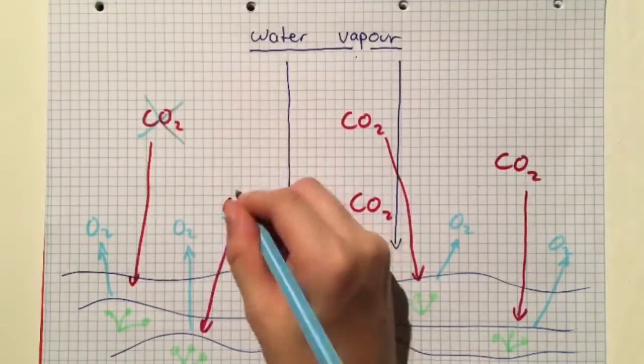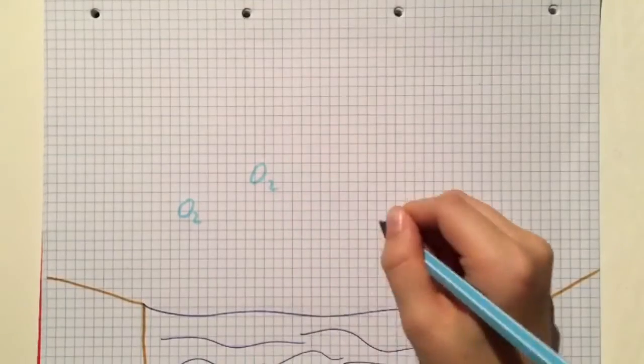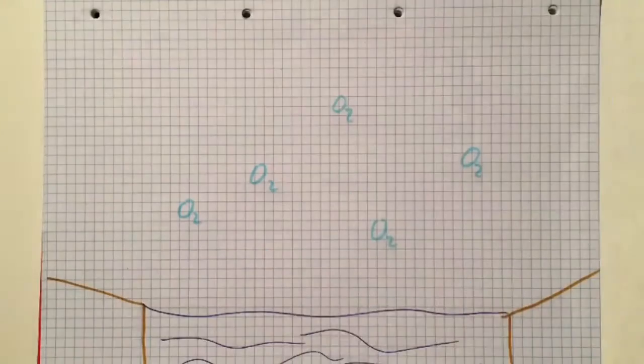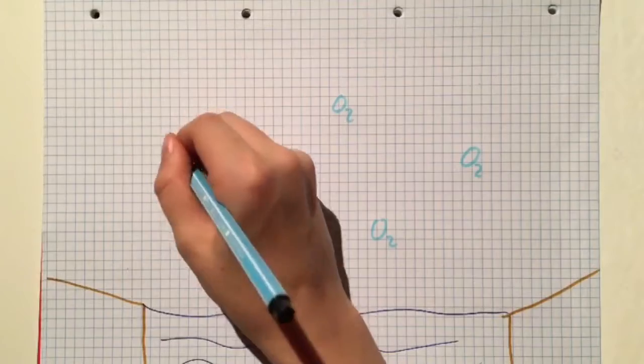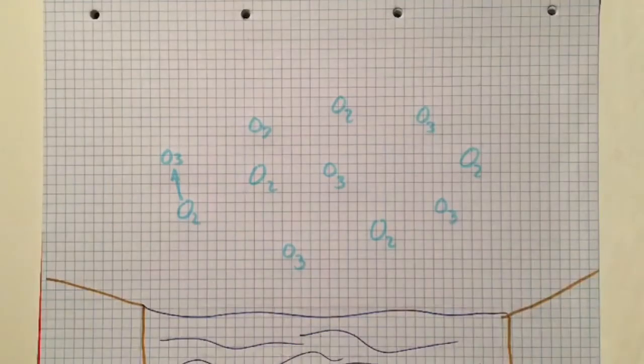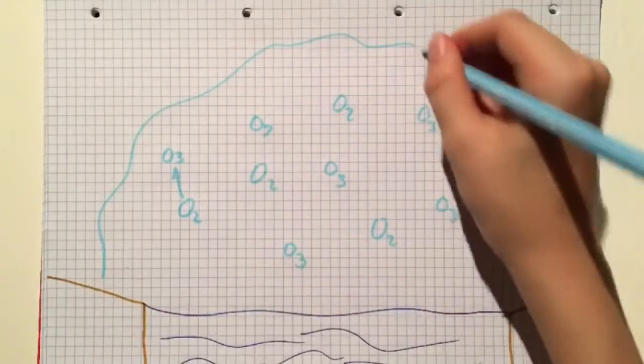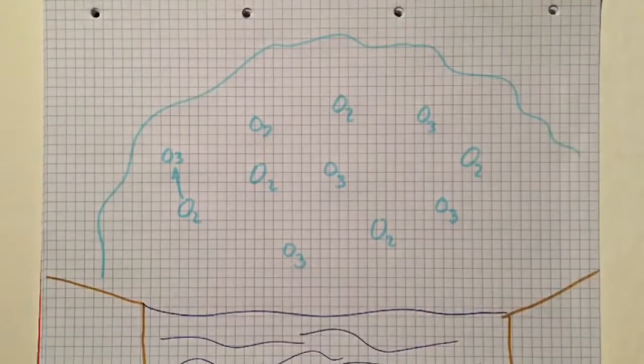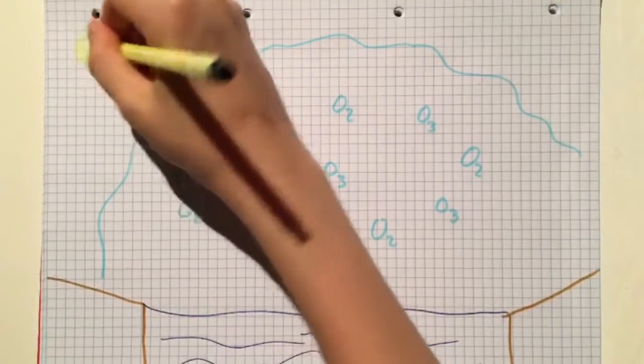The UV rays of the sun transformed the oxygen, which is O2, to the ozone, which is O3. The ozone layer protected the Earth from some of the UV rays, which otherwise would have destroyed any living organism.